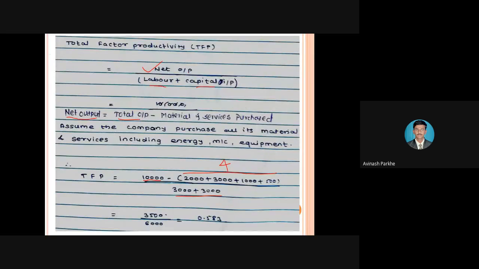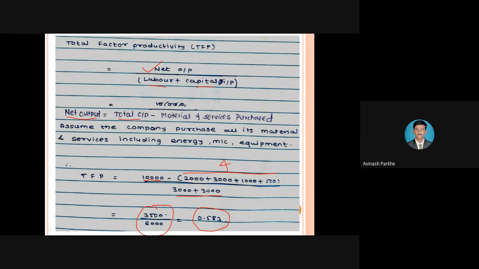So at the denominator you will get 3,000 plus 3,000, and by this calculation you will get the total factor productivity equal to 0.583.